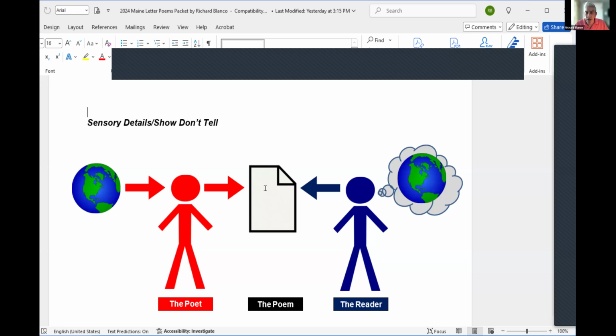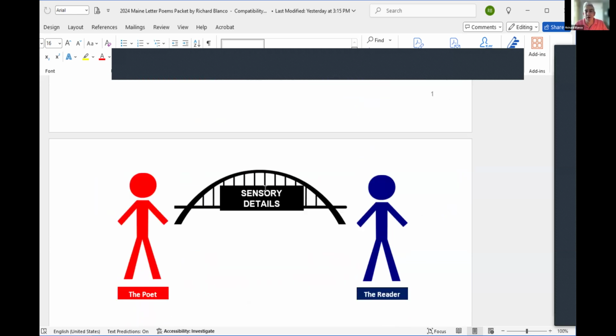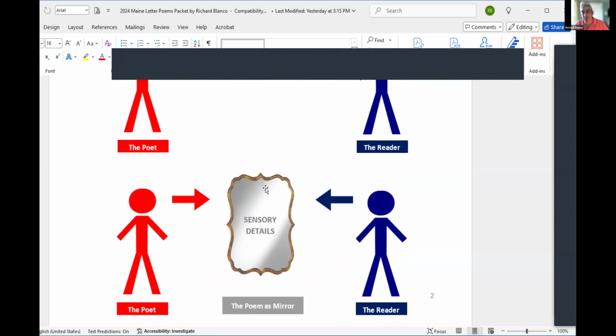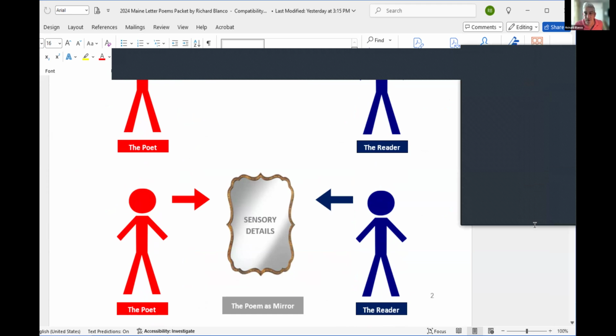So in a way, the poem also becomes a kind of mirror in which the reader starts seeing their own lives within the life of the poet. And to me, this is part of the magic of art. This is part of the amazing thing, how art sort of transcends the writer themselves.